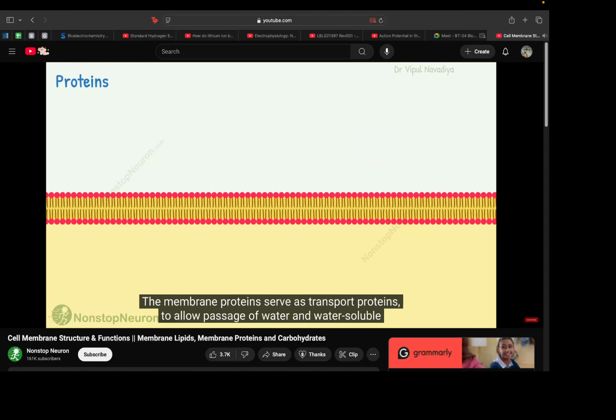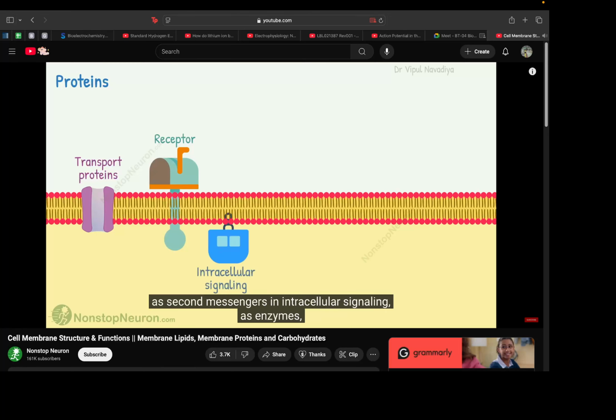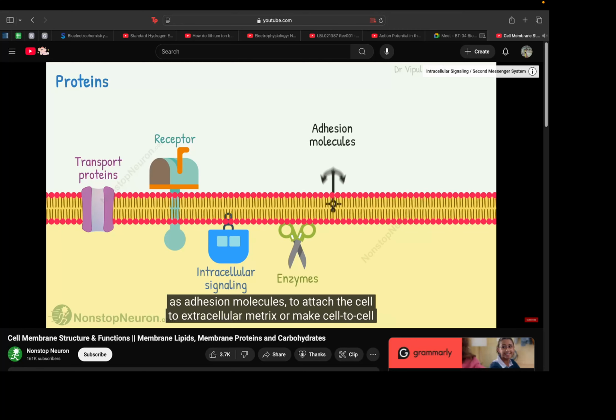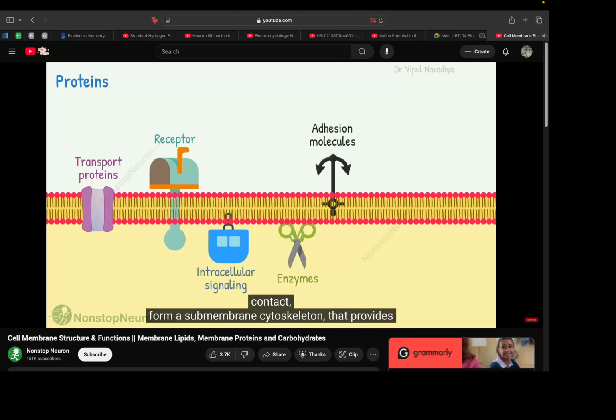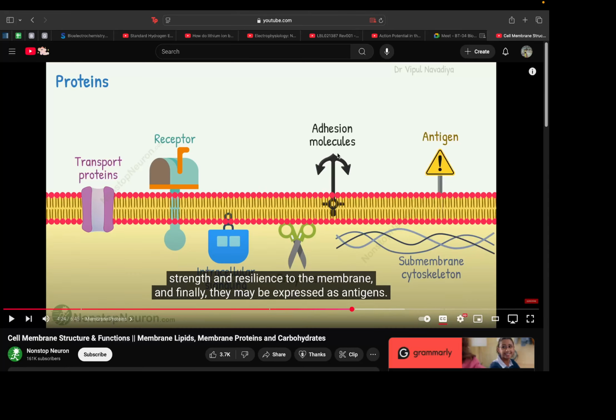The membrane proteins serve as transport proteins to allow passage of water and water-soluble substances, receptors to receive signals, as second messengers in intracellular signaling, as enzymes, as adhesion molecules to attach the cell to the extracellular matrix or make cell-to-cell contact, form a submembrane cytoskeleton that provides strength and resilience to the membrane, and finally, they may be expressed as antigens. So these are the basic functions which the membrane proteins perform.